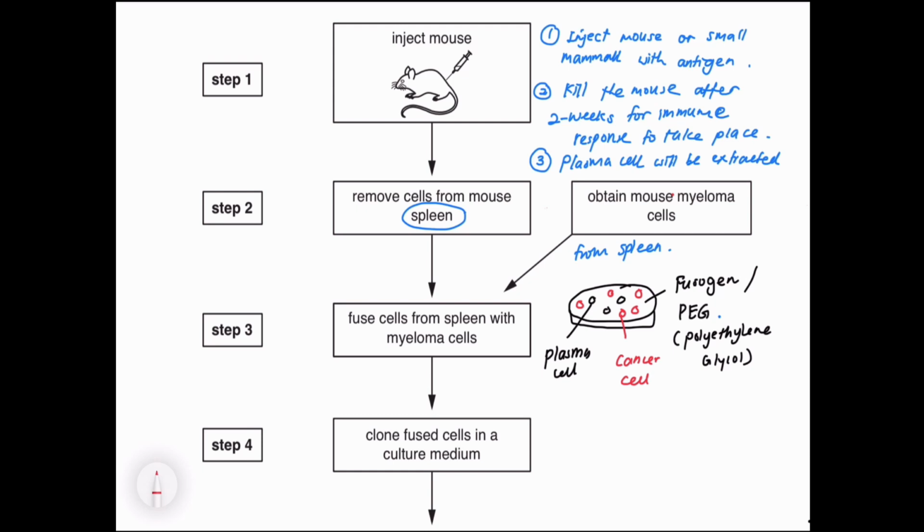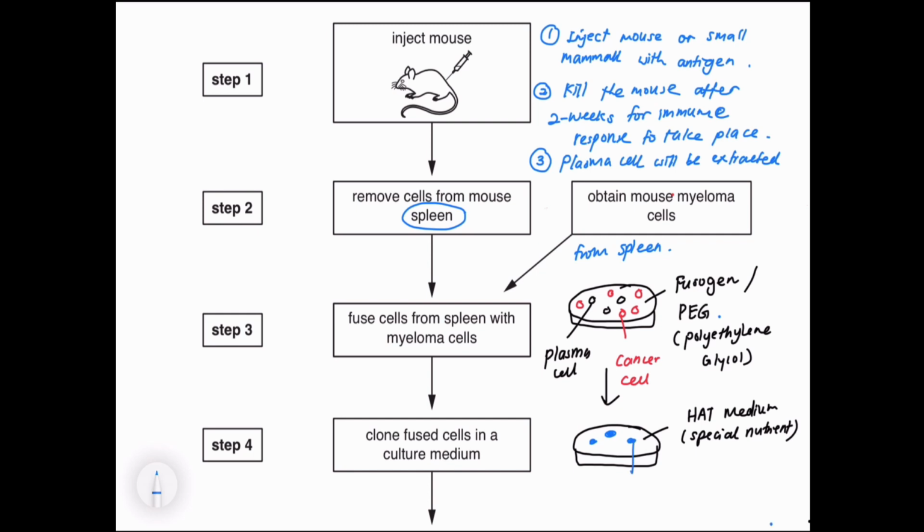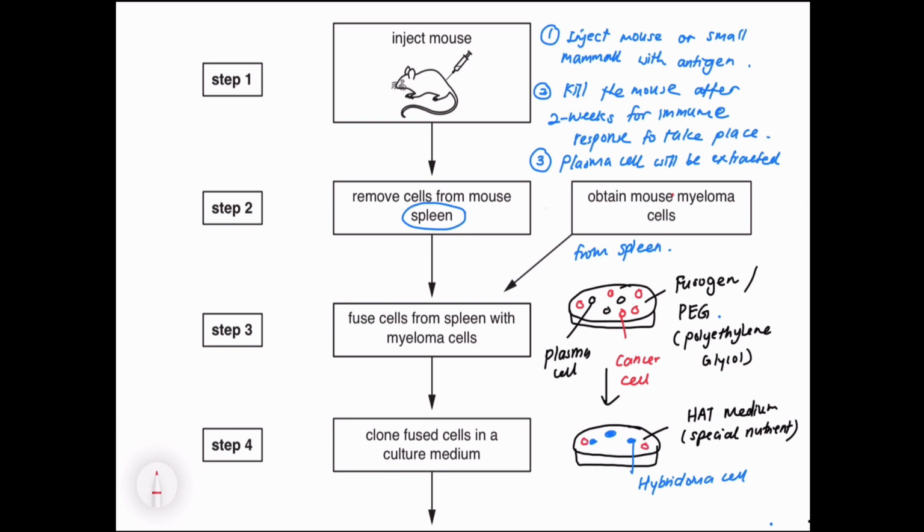Then the next step will be, how would you identify if the cells have already fused? That's where we need another special medium which consists of HAT. This HAT is a special nutrient that only hybridoma cells can survive in as they can feed on it. So if the cells are a fusion, in this case shown in blue, which is known as the hybridoma cells, they will be able to survive. As for the cells that failed to fuse, such as the cancer cells, they will die. And the plasma cells only will also die.